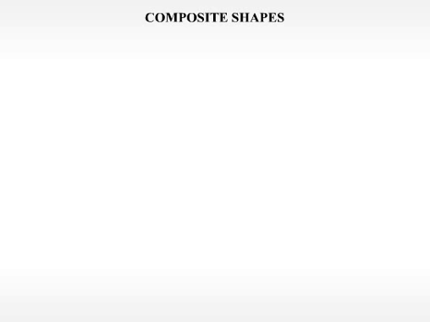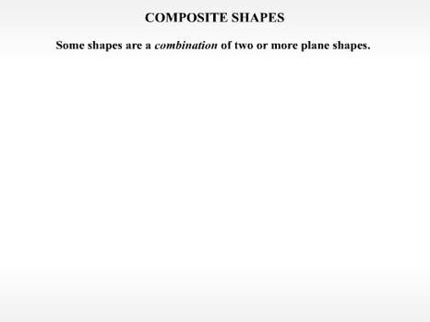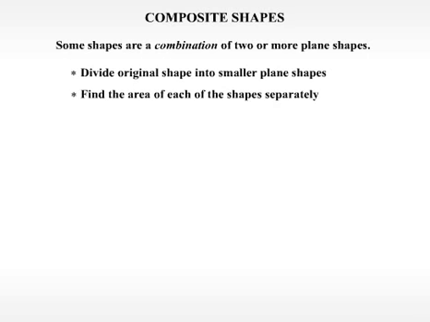Now in this lesson we're looking at the area of composite shapes. Now some shapes are a combination of two or more plane shapes. That's when we refer to them as composite shapes. With these sort of shapes we need to divide the original shape into smaller plane shapes, and then we find the area of each of the shapes separately.